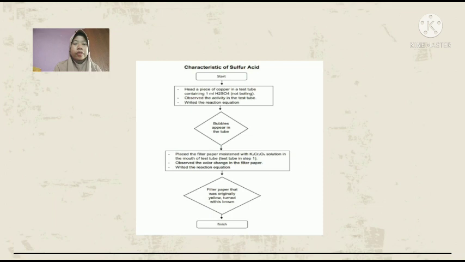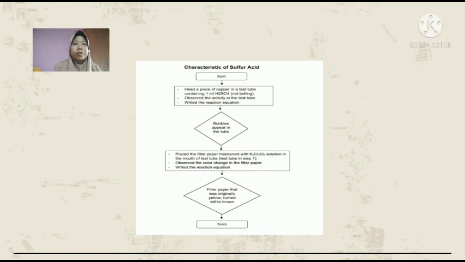Experimental work scheme of the characteristic of sulfuric acid. First, heat a piece of copper in a test tube. Second, containing 1 ml sulfuric acid. Third, observe the activity in the test tube. Then write the reaction equation. And the general observation is bubbles appear in the test tube.